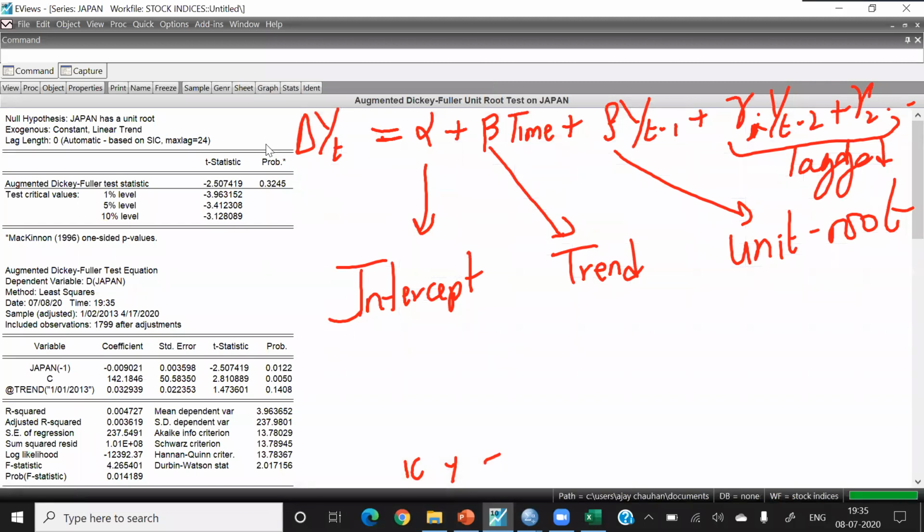My probability value is greater than 0.05. So it means this series is suffering from the unit root problem. So I cannot use this series for any kind of modeling. This is the concept called the unit root concept, and I hope you now understand what the concept of unit root is.